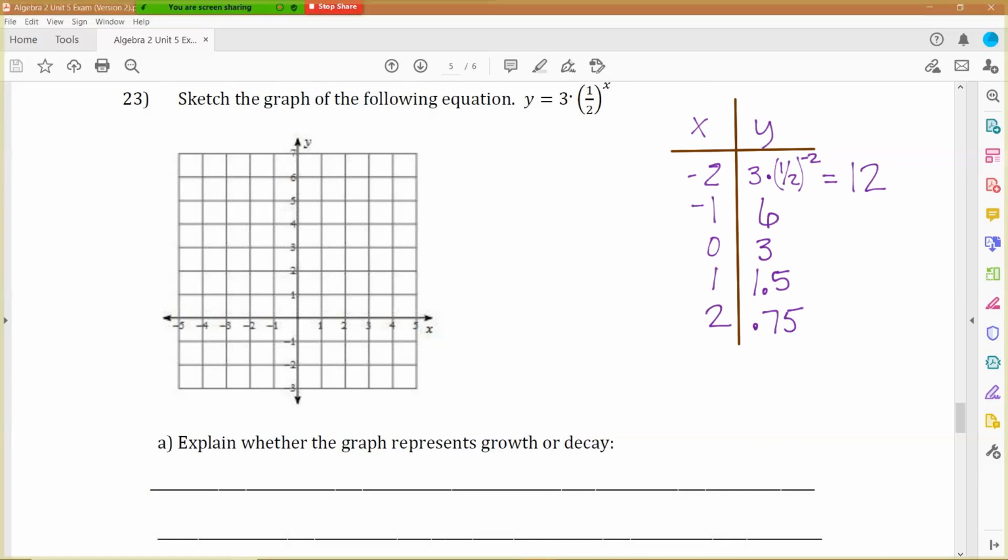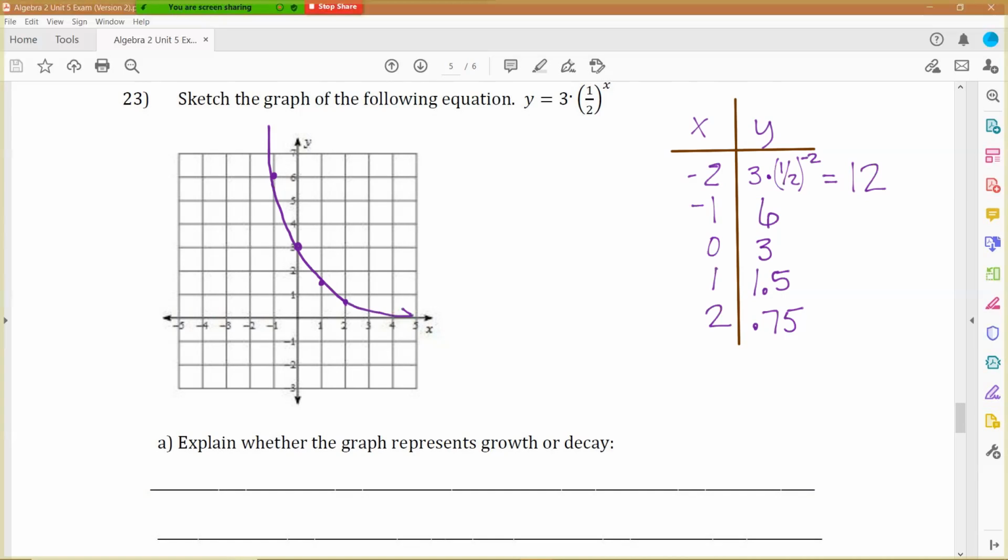So to graph these 5 points, I again can't graph -2, 12. My graph only goes up to 7, and that's okay. So the first point I'm putting on my graph is -1, 6. Then 0, 3. 1, 1.5. And 2, 0.75. I'm going to play connect the dots.